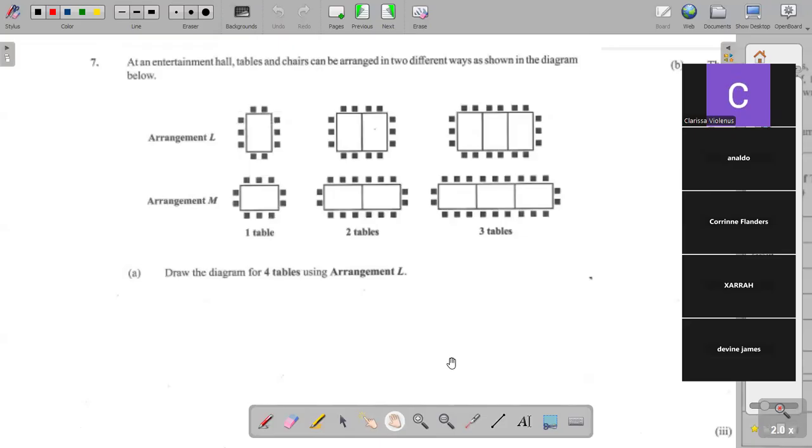We're grateful still. So as I was saying, it says draw. If you look at the drawing, it has two arrangements. I'm gonna send a picture for you so you can see what I'm using. It has arrangement L and arrangement M. It says draw the diagram for 4 tables using arrangement L.